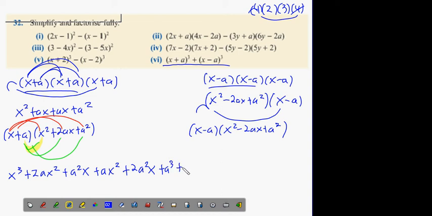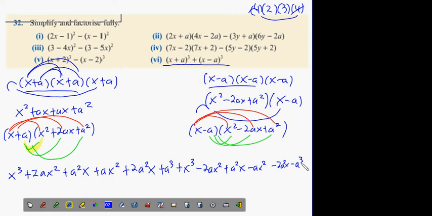Plus, we're going to have to do the same thing here, aren't we? 3 red lines and 3 green lines. Red line, 1, 2, 3. Green line, 1, 2, 3. So let's try this one out then. Need to write a bit smaller. It's going to be x cubed, minus 2ax squared, plus a squared x, minus ax squared, minus 2a squared x, minus a cubed.